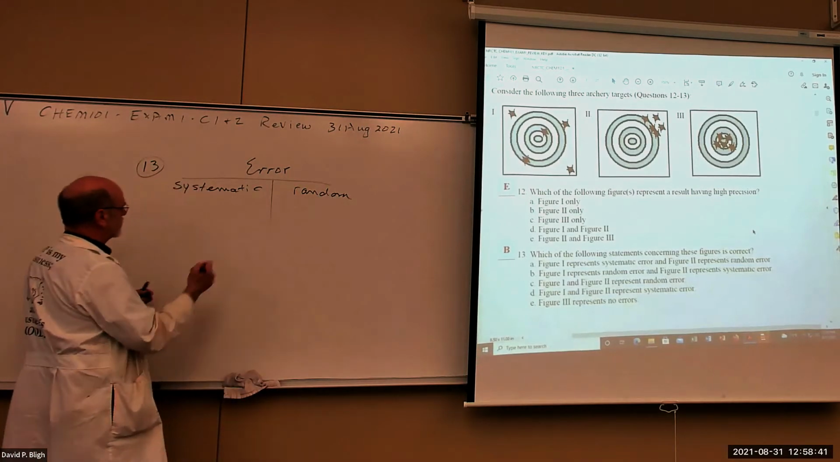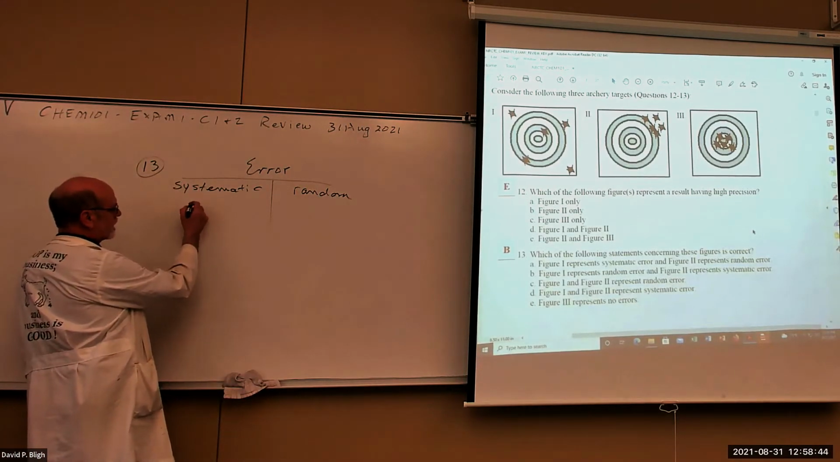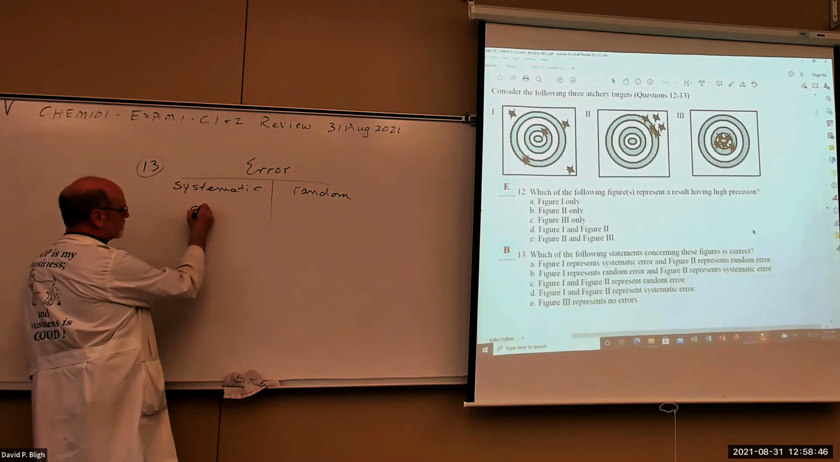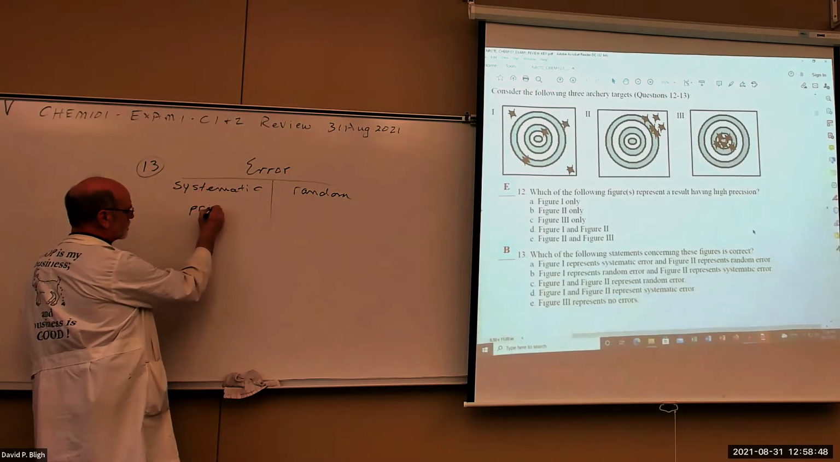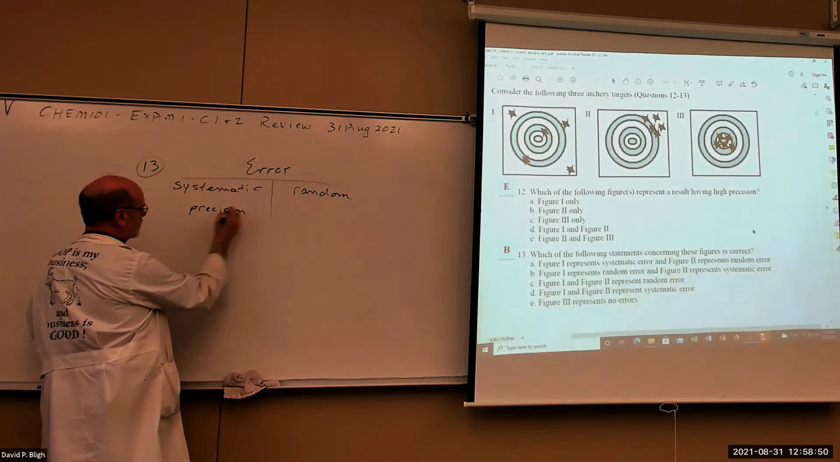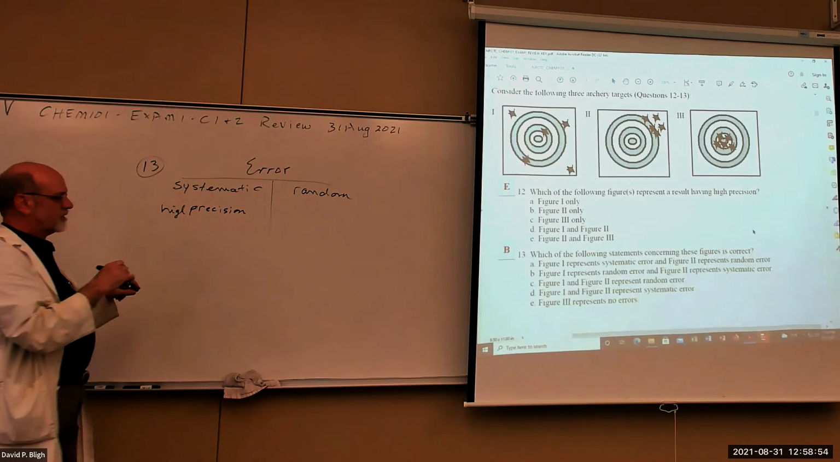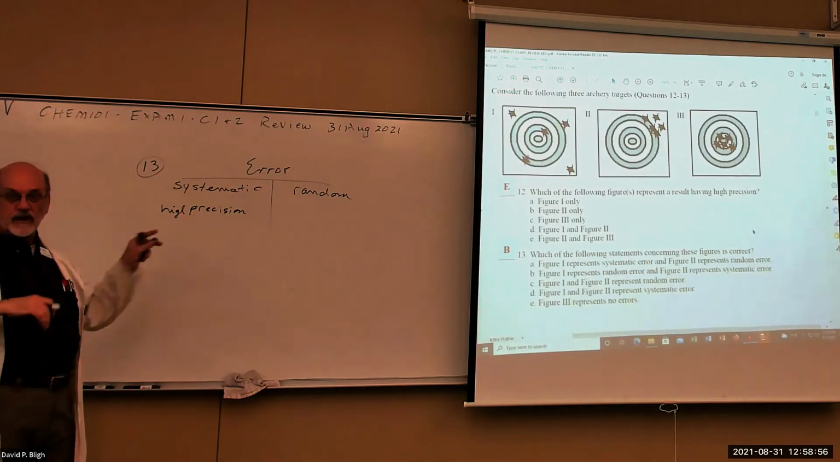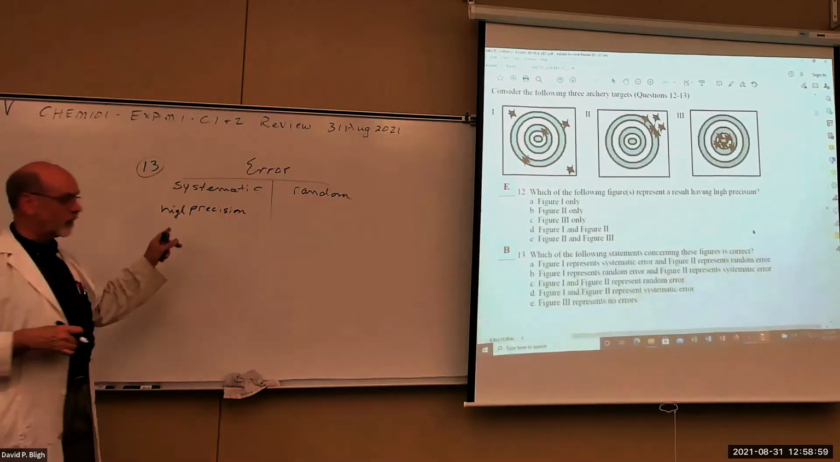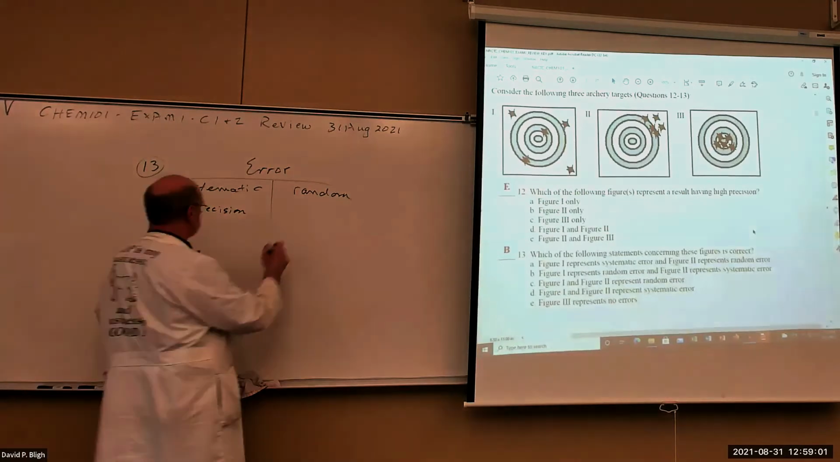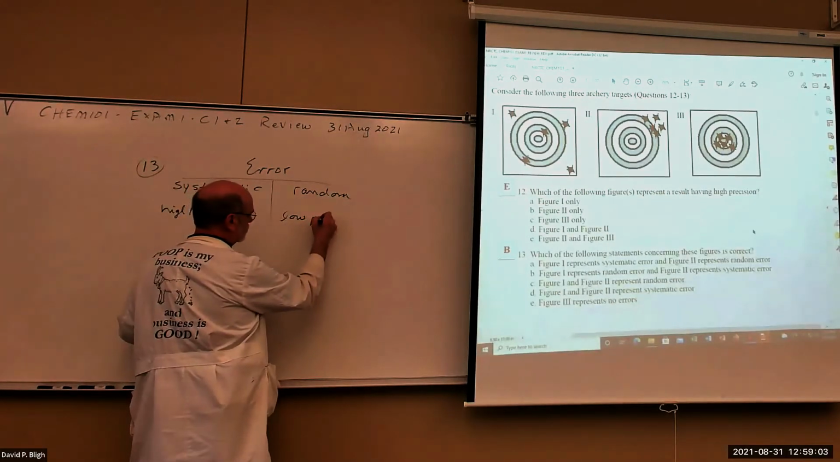So, to summarize: systematic error is owed to precision. If it's got high precision, then it can be wrong, but we know why it's wrong, and we can correct for it. A random error is low precision.